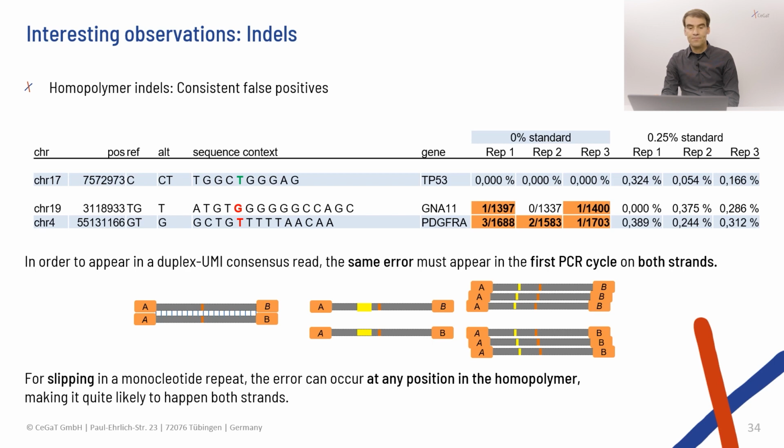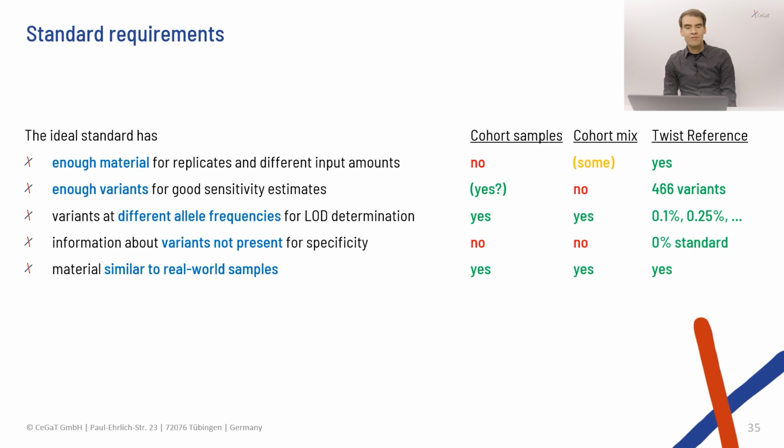Now look at some standard requirements again. With the Twist reference, we finally have enough material to do as many replicates and different input amounts as we want. We can also do different lab protocols. We have enough variants for good sensitivity estimates. The larger your panel, the better it is. We have variants at different allele frequencies, so we can do determination of limit of detection. We know about variants not present because we have a 0% standard, and the material is very similar to real-world samples.